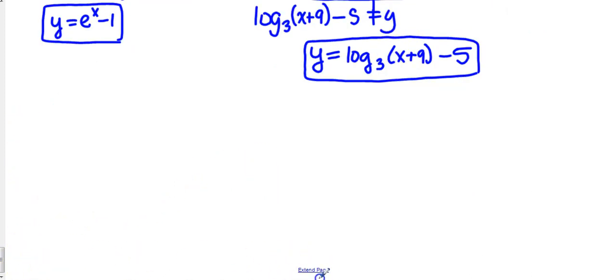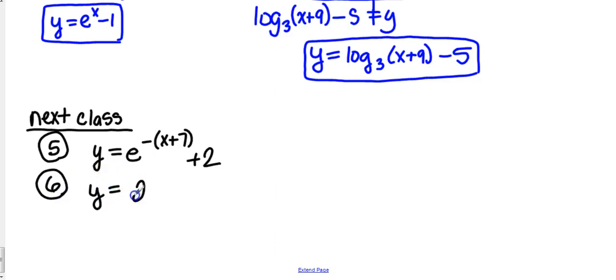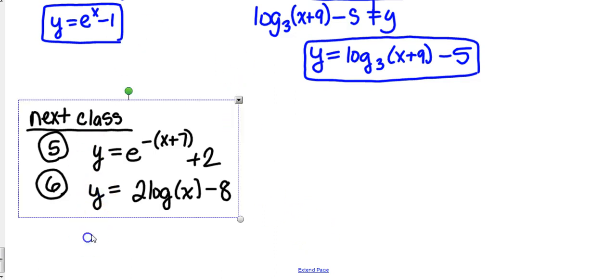There's two more that we are going to look at the start of our next class. If you want to give them a try, that would be awesome. Number 5 is going to be find the inverse of y equals e to the negative x plus 7 plus 2. And number 6 will be y equals 2 times the log of x minus 8. So if you'd like to give those a try, great. Otherwise, hold off, and those will be the start of the notes for the next class.